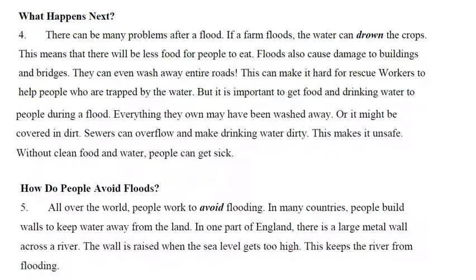How do people avoid floods? All over the world, people work to avoid flooding in many countries. People build walls to keep water away from the land. In one part of England, there is a large metal wall across a river. The wall is raised when the sea level gets too high. This keeps the river from flooding.